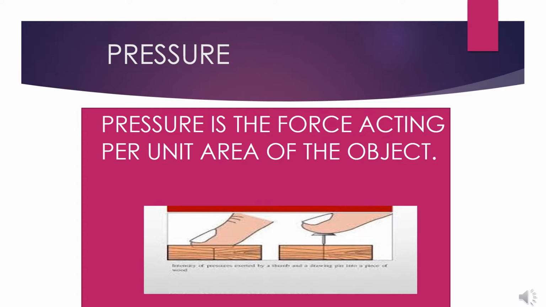So the drawing pin goes into the wood due to the sharp tip. The force of the thumb falls on a very small area of the wood, due to which the force per unit area on the wood becomes very large. Thus, the effect of a force depends on the area of the object on which it acts. So the larger the area of contact, the lesser the pressure, and the lesser the area of contact, the larger the pressure, and vice versa.